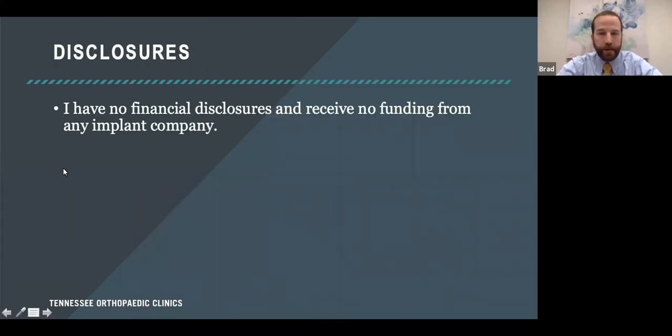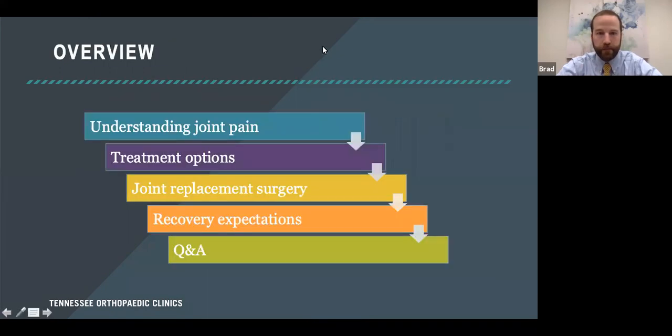I have no financial disclosures and don't receive any funding from any implant companies.